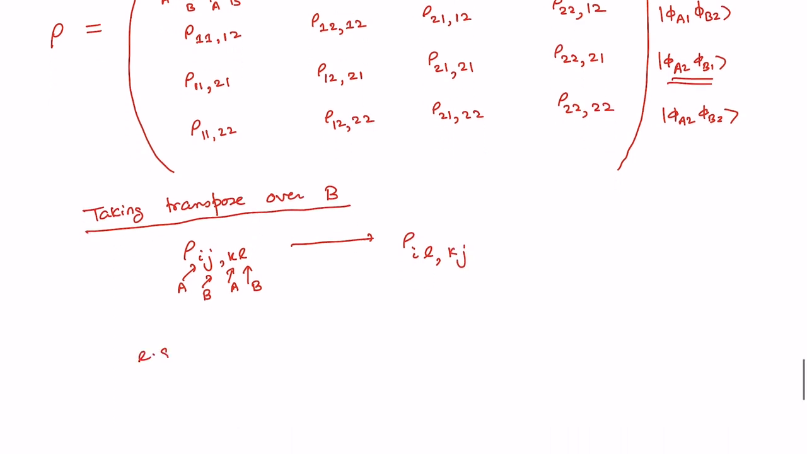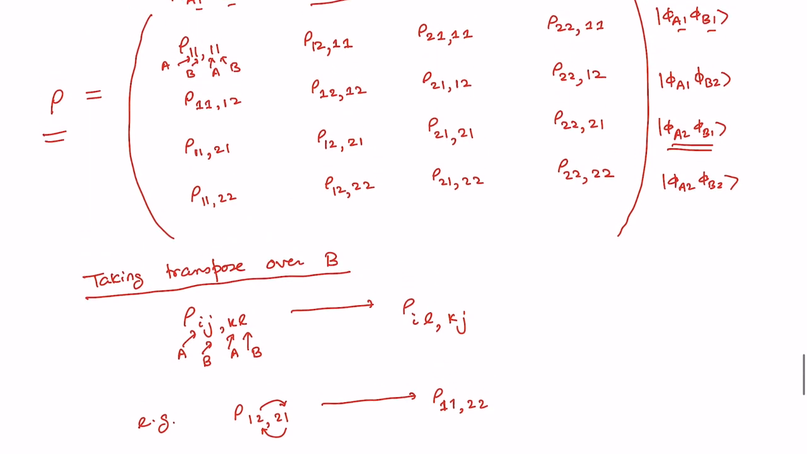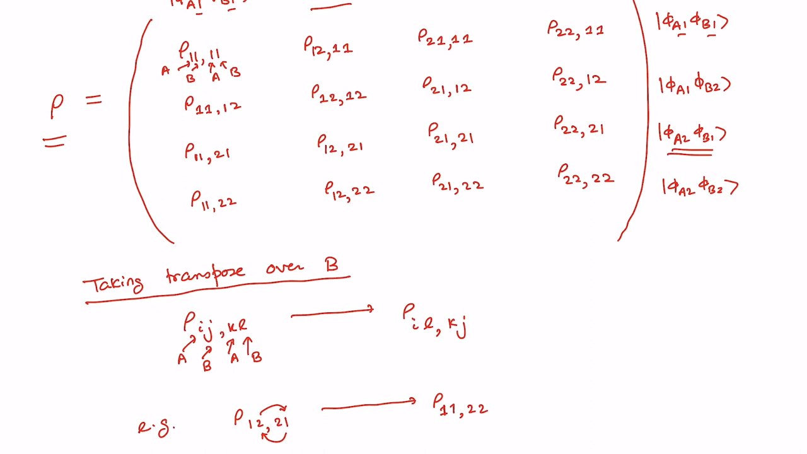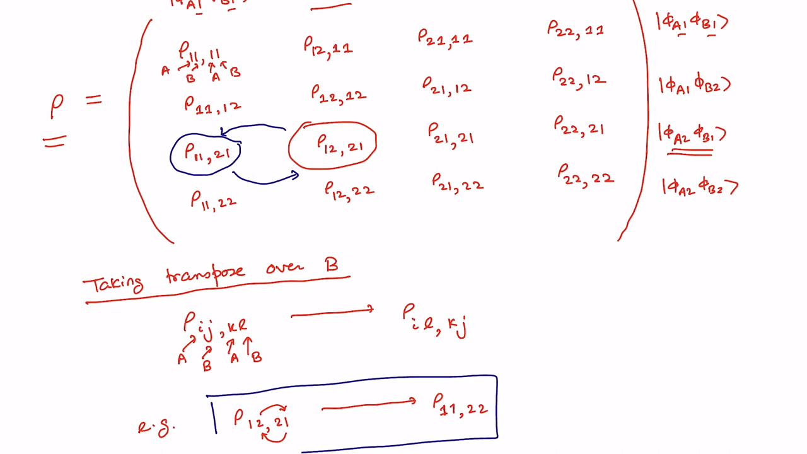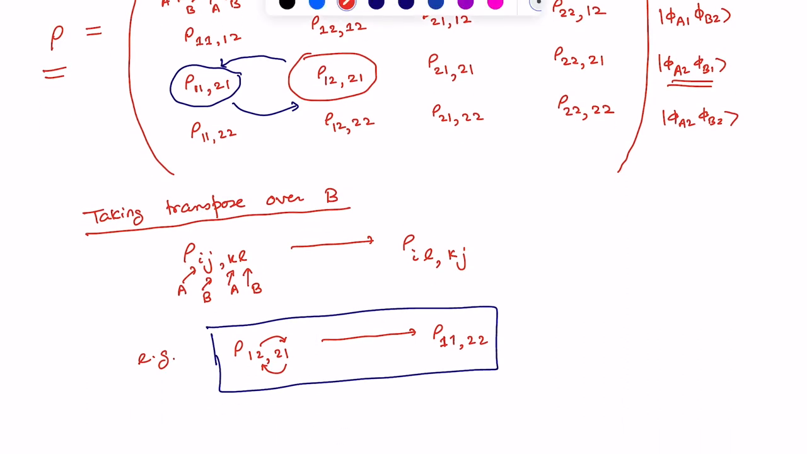For example, in the density operator, if I have the density matrix element rho 1 2 2 1, then taking transpose means I'll have rho 1 1, the 2 will go here and the 1 will go here, right? It will be rho 1 1 2 2. So if I look at the matrix here and I want to take the transpose over B, this will go this side and this will go this side. This would get interchanged if I just talk about this one only. I hope you get this idea, and this is very important.